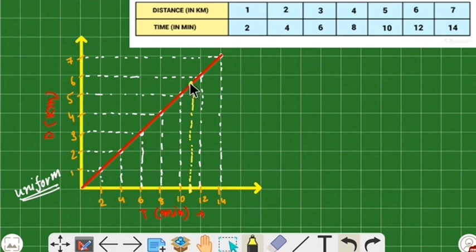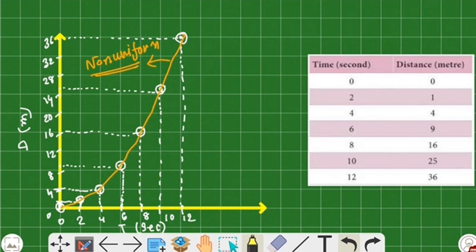So at that point, what is the distance? If you see, the distance is between 5 and 6, so we can say that the distance is 5.5 kilometer. So you can calculate the unknown distance or unknown time using the graph. In the same way, from the second graph also you can calculate the unknown distances. So this is the data value. If you plot the graph, you can calculate the unknown distances. So this is another advantage.